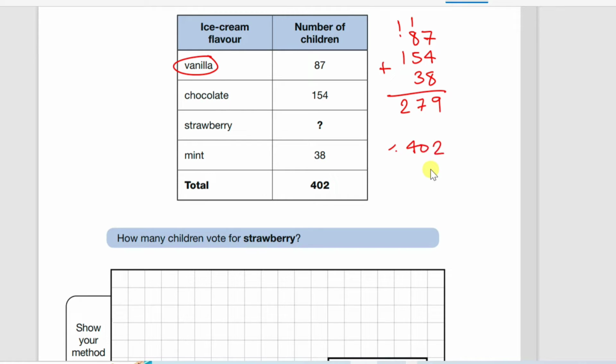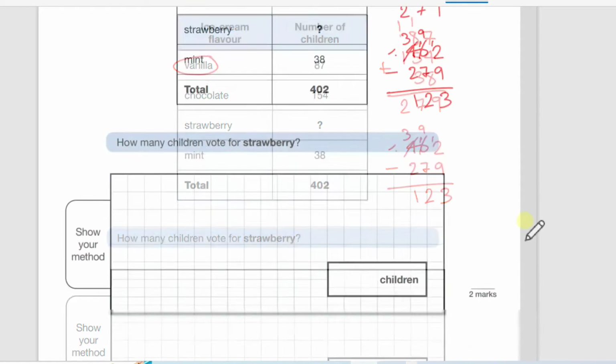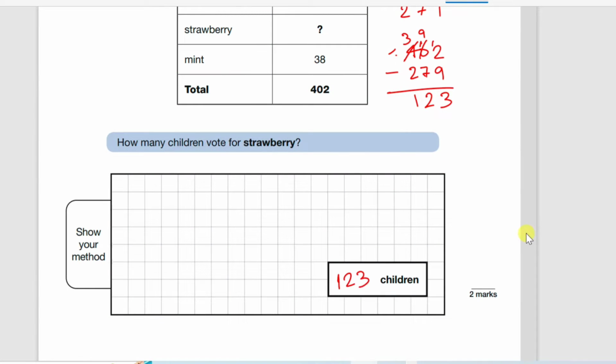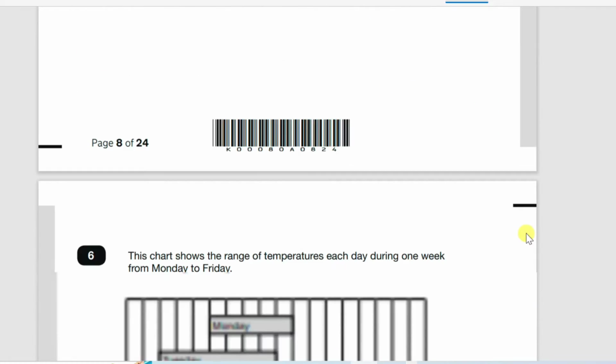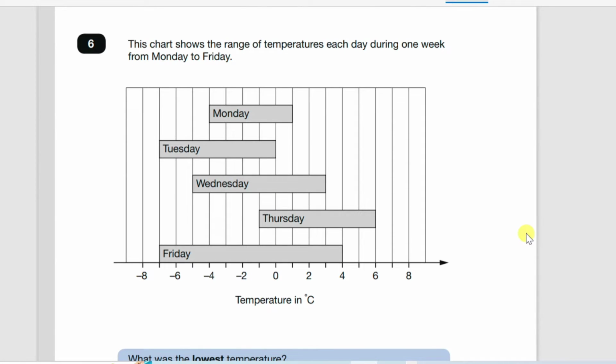Therefore, 402 take away 279. Let's try it out. So 2 can't take away 9, so you need to borrow from the 0. You can't, so you borrow from the 4 instead. So cancel the 4, becomes a 3. This becomes a 10. Cancel that, becomes a 9. Now we've got 12. So now we've got 12 take away 9, which is 3. 9 take away 7 is 2. And 3 take away 2 is 1. So 123 children. Not bad. Not bad at all. Okay, so let's move on to number 6.